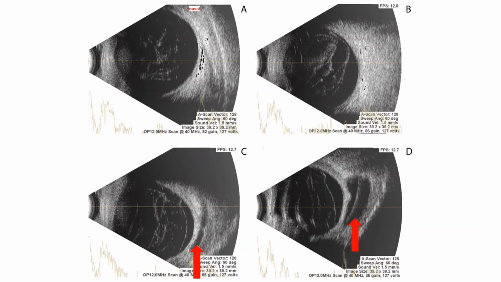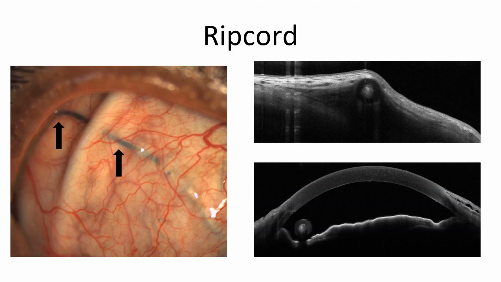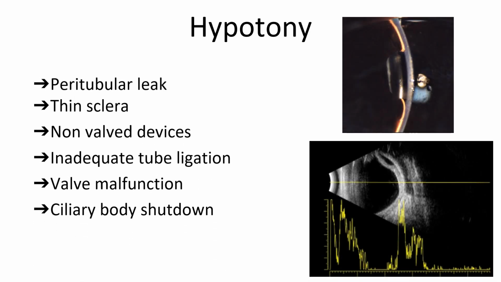Ripcord suture stent is a technique to avoid precipitous IOP drops during tube opening. A 3-0 multifilament nylon suture is threaded into the tube at the time of the surgery. Removal, if needed, can be done after 6 weeks, after dissolution of the external tube ligature. Hypotony is a serious vision-threatening complication after GDDs. Meticulous attention should be paid to tube entry to avoid peritubular leaks.